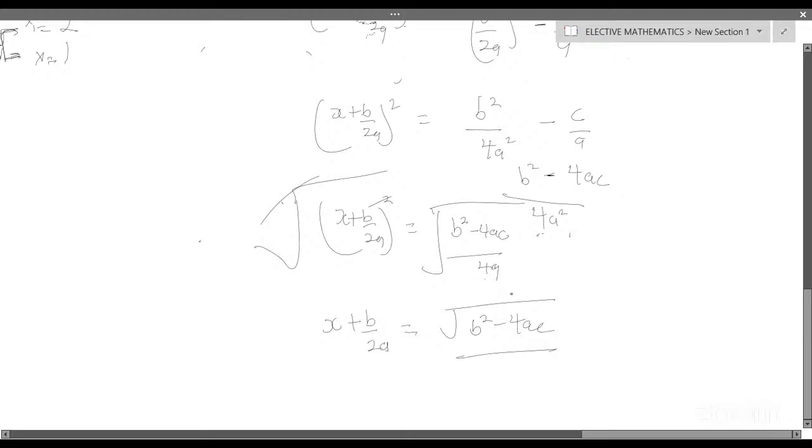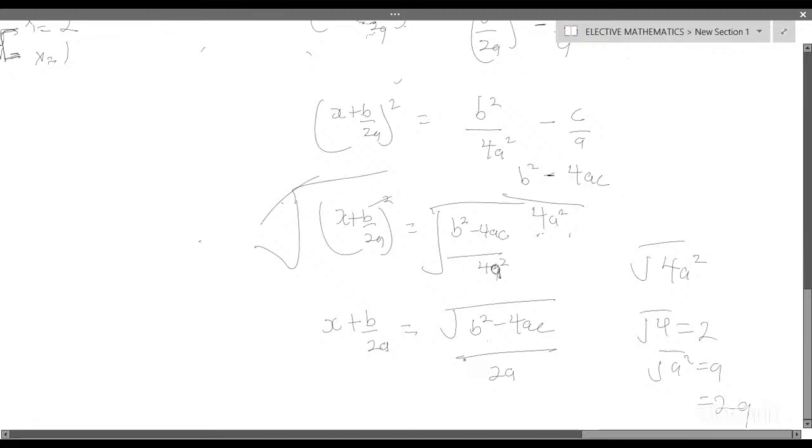Square root of 4a squared will give us what? 2a. It's 4a squared, 2a. You get it. Why 2a? Square root of 4 is 2. Square root of a squared is a. So 2a. Do you get the point? Yes. Good. So 2a. So now we have this.